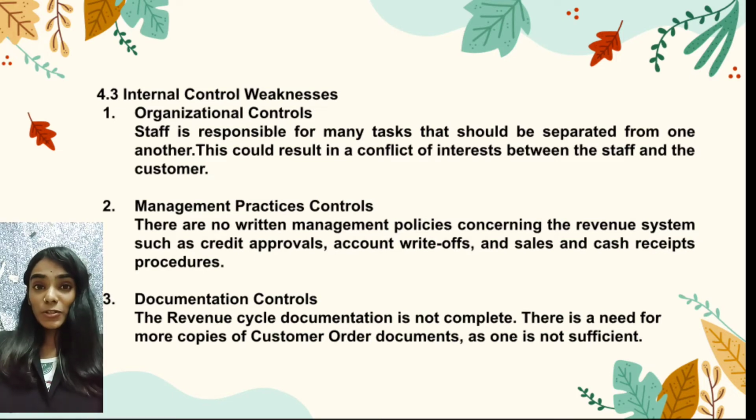Third is documentation controls. The revenue cycle documentation is not complete. There is a need for more copies of customer order documents as one is not sufficient. There is a possibility that the operations staff jots down incorrect information if they only receive the customer order by phone. It could lead to misunderstandings.